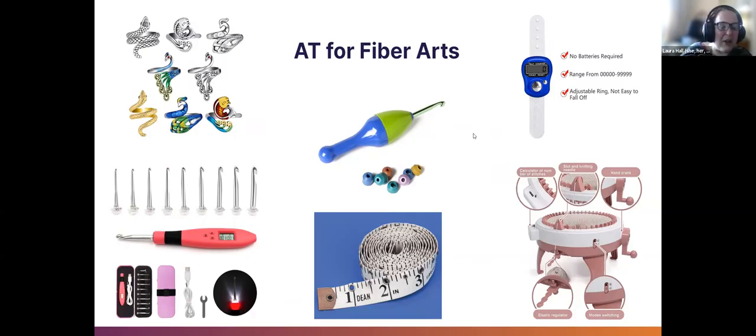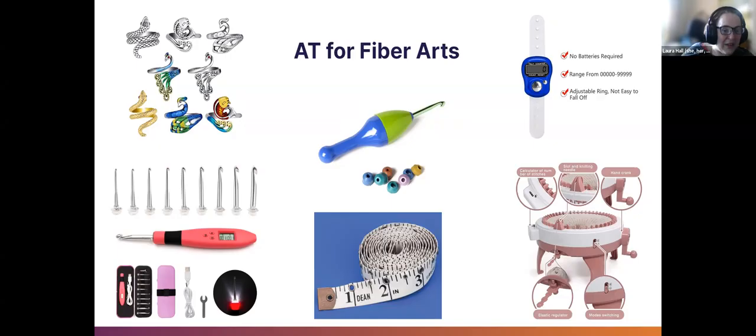The first one, if you look on the upper left, these are rings that you can wear that can help you control your yarn. It's a finger ring, and they're actually really cool designs that you can use to wrap around your finger and keep track of your yarn, which is really cool to me. They come in a variety of different designs, so it's almost like an art piece as well.